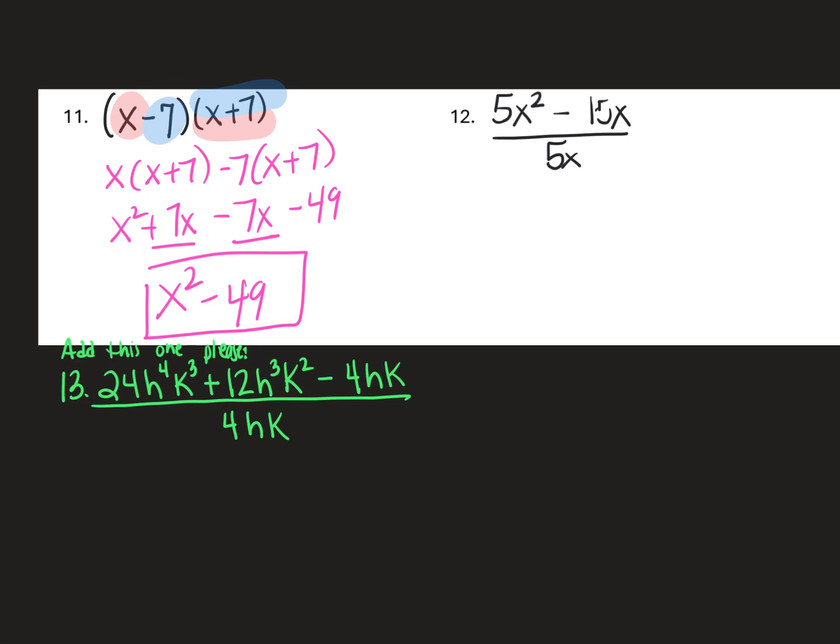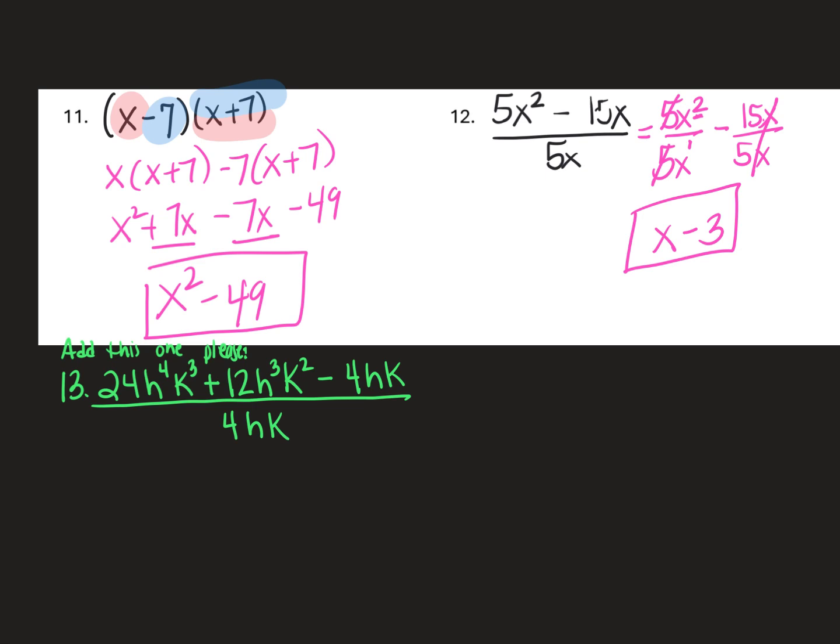Now, 12 and 13 are division problems, and so remember, when you're dividing, you subtract your exponents. The first thing I want you to do after you write down the original problem is rewrite it as a division problem of two separate terms. So 5x squared divided by 5x minus 15x divided by 5x. 5 divided by 5 is 1. x squared divided by x is x in the numerator because 2 minus 1 is 1. And then minus, the x's cancel out. What's 15 divided by 5? 3. So the answer is x minus 3.